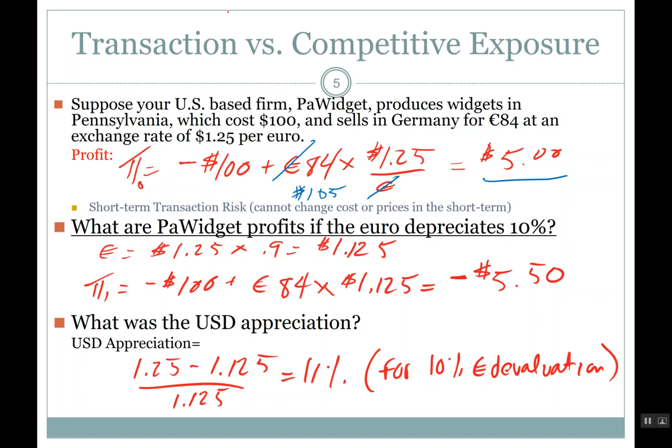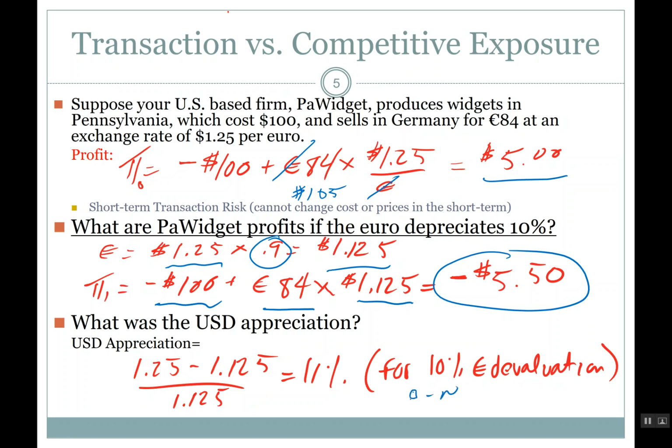However, your business has a problem. You committed to selling a widget at 84 euros to a German, but by the time they paid you, the euro devalues by 10%. In other words, the euro goes from 1.25 to 1.12, a 10% nominal devaluation of the euro. So you still pay $100 to produce the widget. You quote the German 84 euros and can't change that. However, when it comes due, you only get $1.12. So you now have a transaction loss of $5 on the widget. By the way, if we're doing our fun little math, old minus new over new exchange rate, that was actually an 11% appreciation of the dollar, 10% devaluation of the euro, just for fun.